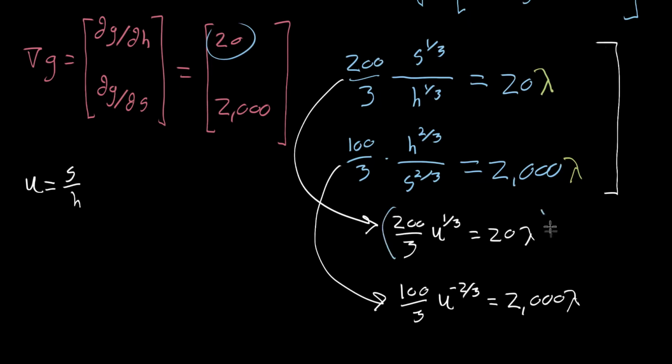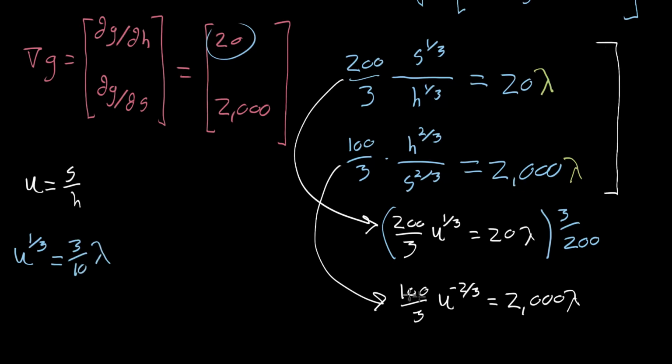Now let me go ahead and put all the constants together. I'm going to take this guy and multiply it by 3 divided by 200. Multiply both sides of that, just to cancel out what's on the left side here. And what that's going to give me is U to the 1/3 is equal to, let's see, 3 over 200. So that 20 almost cancels out with the 200. It just leaves a 10. So that's going to give me 3/10 of lambda.